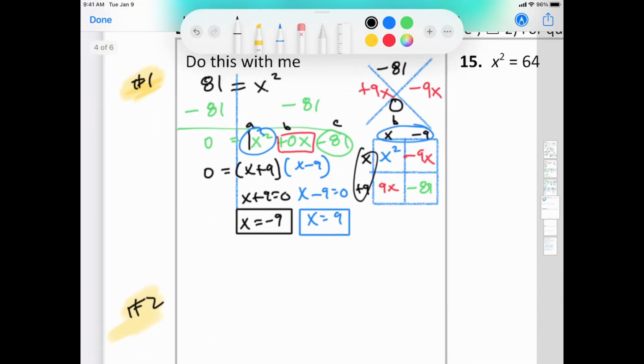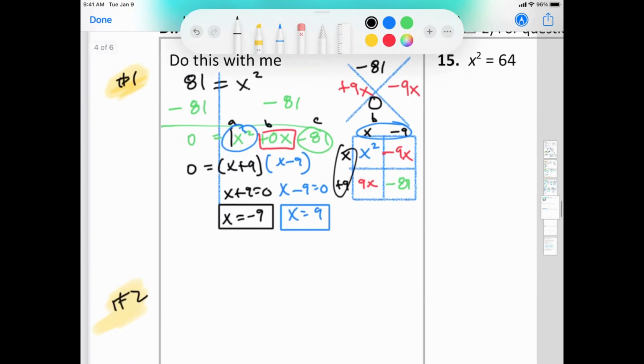And then to check our answers, I can just put it back into the original equation. 81 equals negative 9 squared, and that is true. This particular problem is also verifying why, when you do it by the square root method, whoops, we're supposed to put 9 in there. And that is true, right? That would be 81.